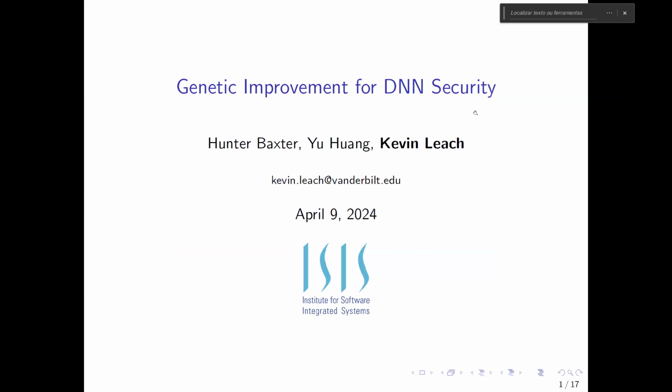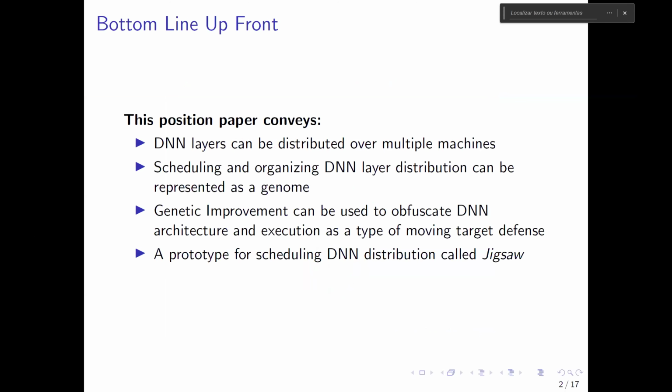All right, so this is a position paper where we're essentially proposing a new technique for hardening the execution of neural networks. The bottom line up front is that we're going to take each layer of a DNN and split it over multiple nodes in a network. So if you're a cloud infrastructure provider, or if you have access to a cluster of different machines, you could leverage that to obfuscate the execution of a DNN.